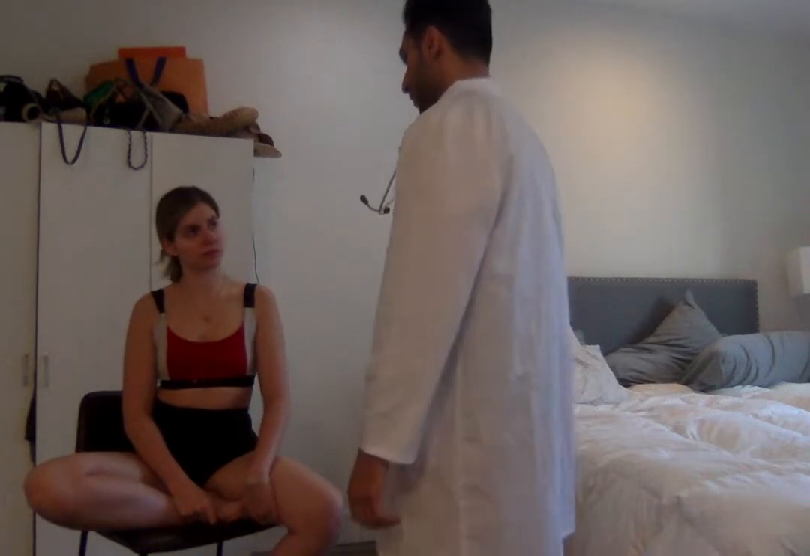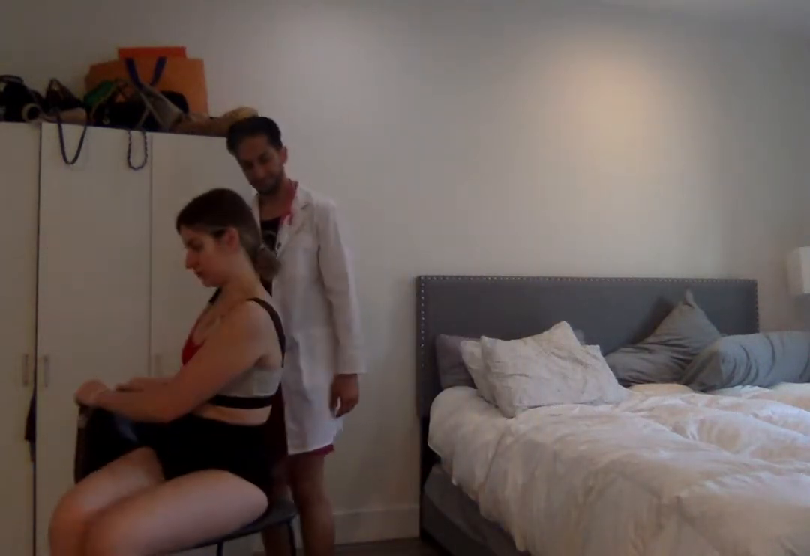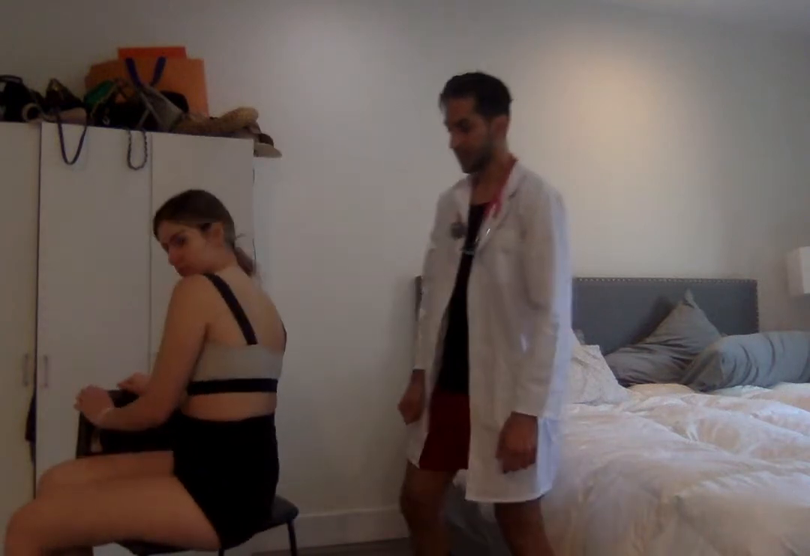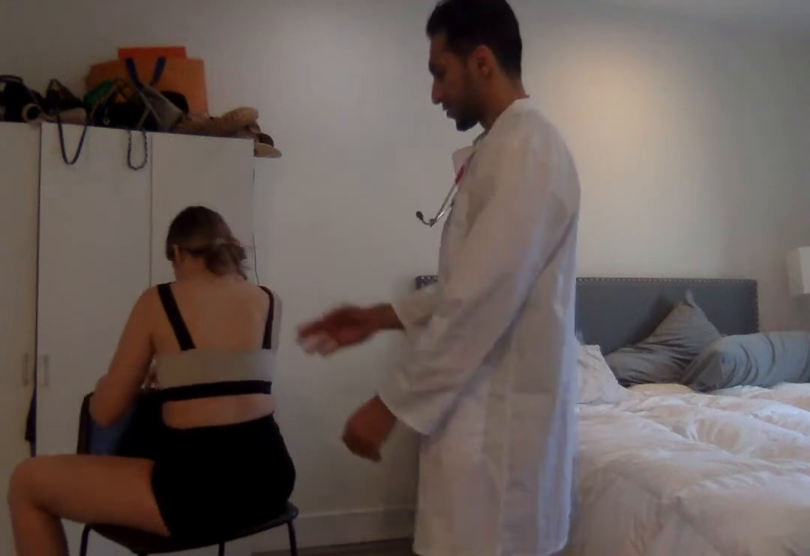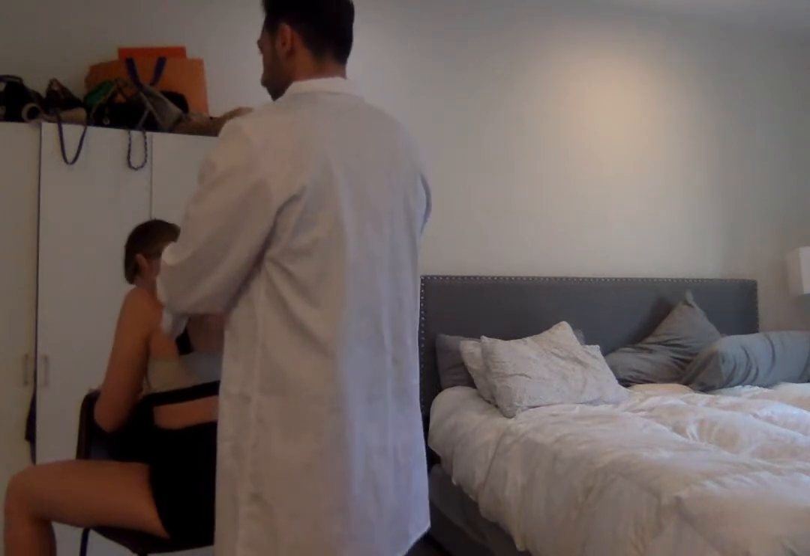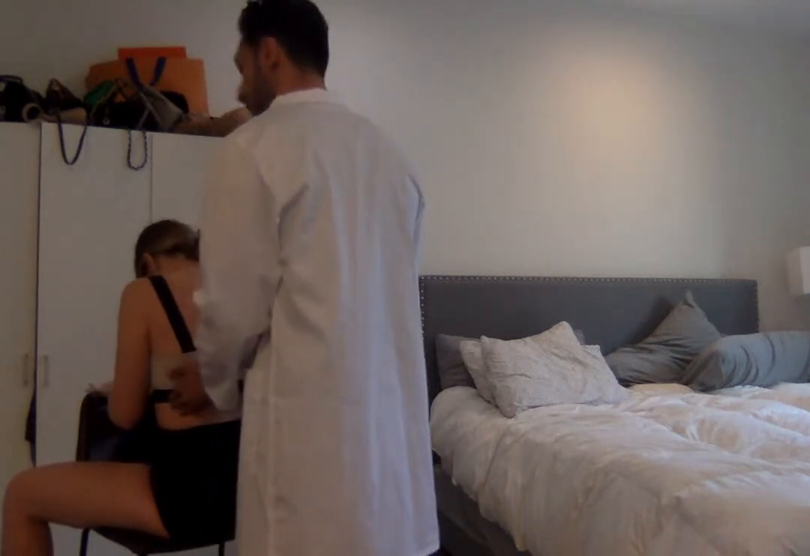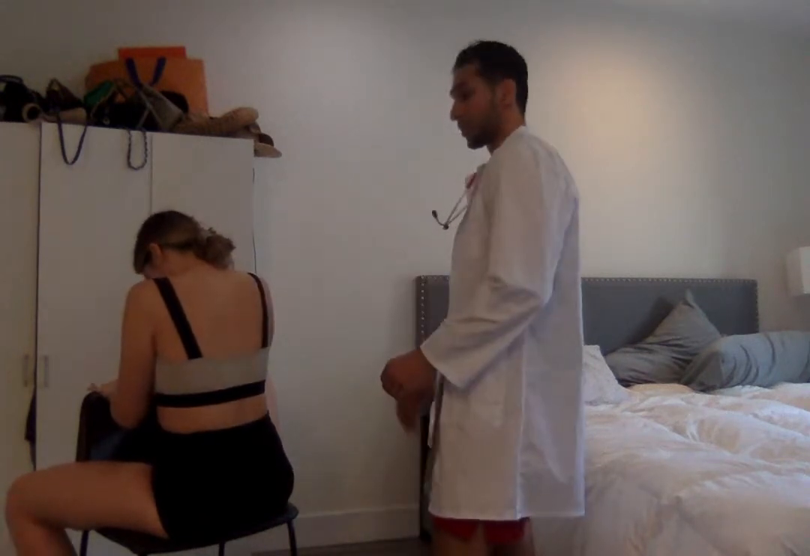All right, so now we'll go to the back. Back on inspection is symmetrical. Scapula is symmetrical too. I don't see any breakage of the skin. I don't see any lesions either. So now I'm just going to palpate the back. No pain so far. No pain? No pain. Okay. That's good. We're going to percuss the back.